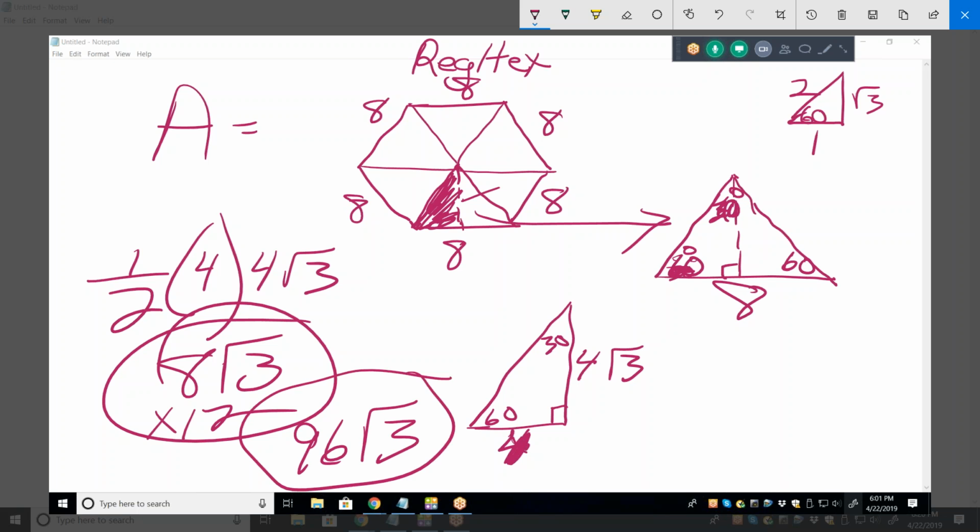Now, if your teacher is asking for it in radical form, this is the correct answer. If he's asking for it in decimal, then usually they're going to give instructions as to how to round it off, how many places to round it off to. So if he's not asking you to round it off to 2 places, he's probably asking for it in radical format. Which would be 96 root 3.